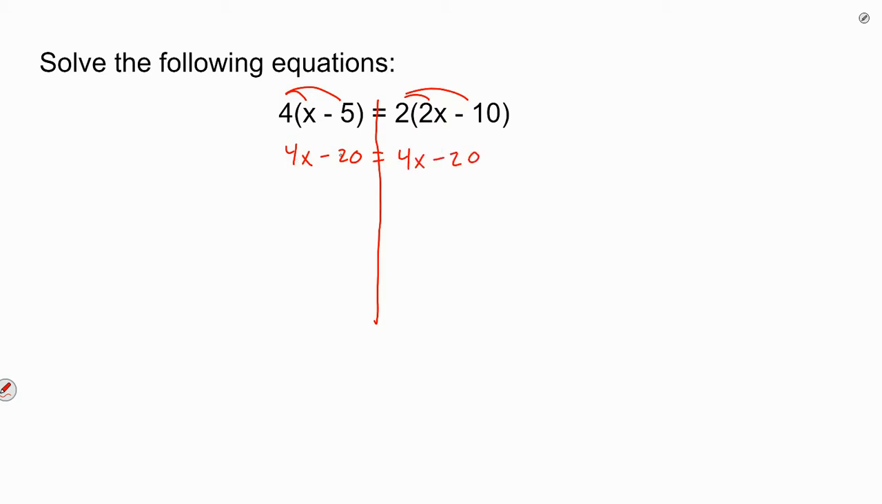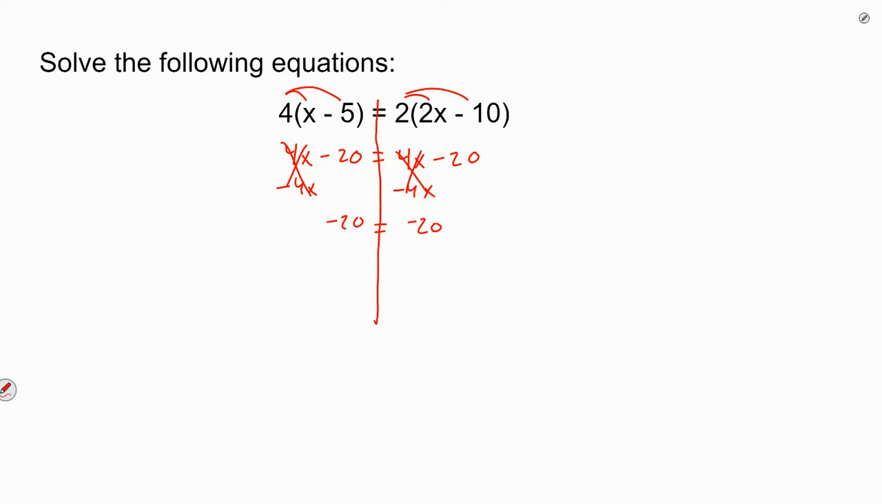Okay, so I don't have any like terms to combine on either side. So when I move this, minus 4x minus 4x, I get negative 20 equals, well, that's 0, so that's gone. So I have negative 20 equals negative 20.